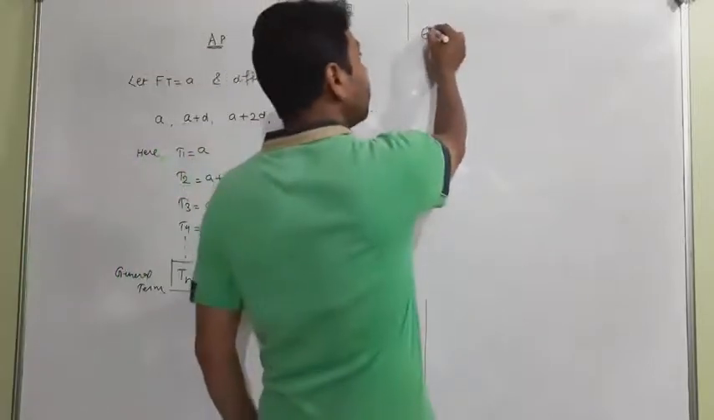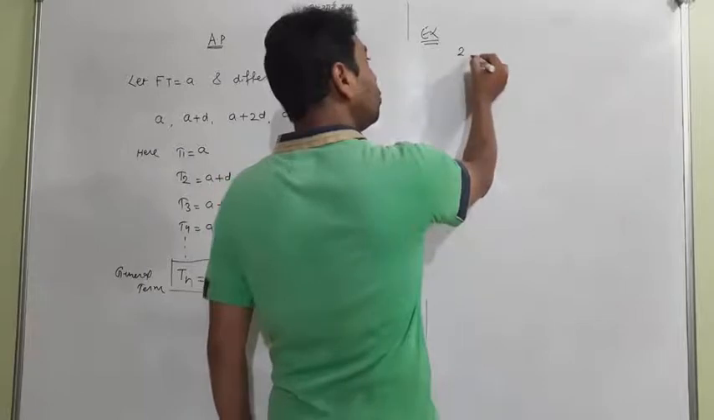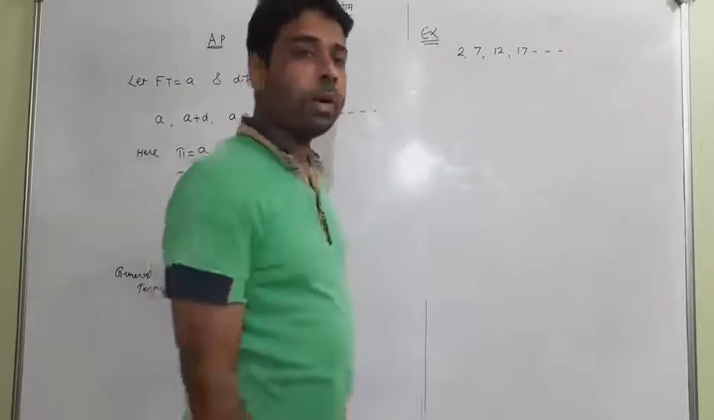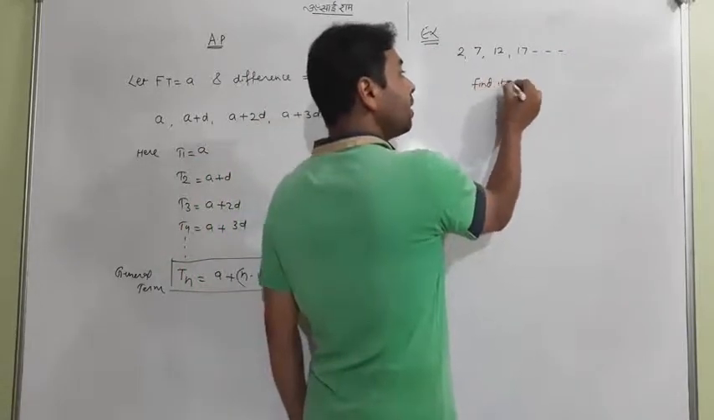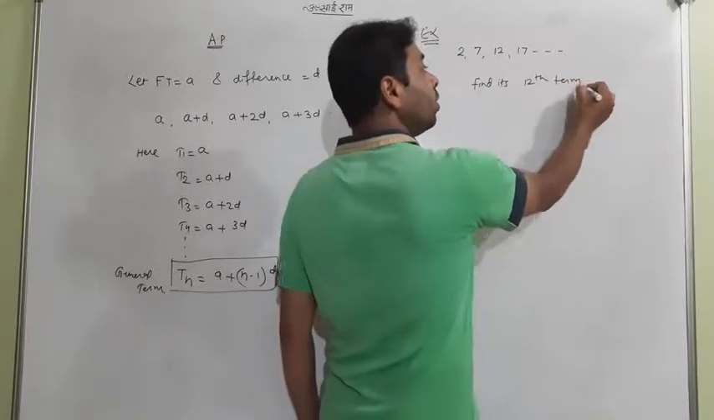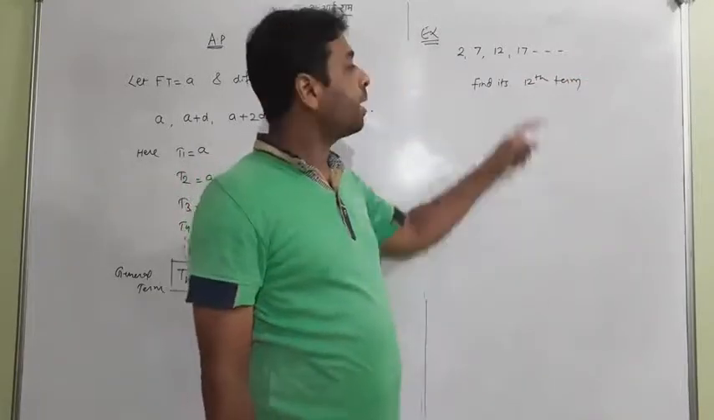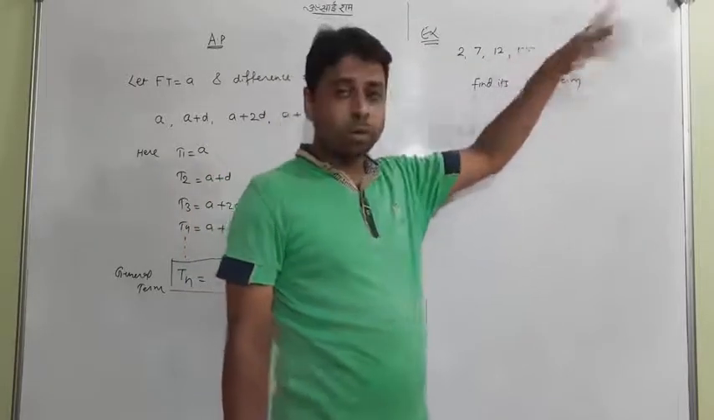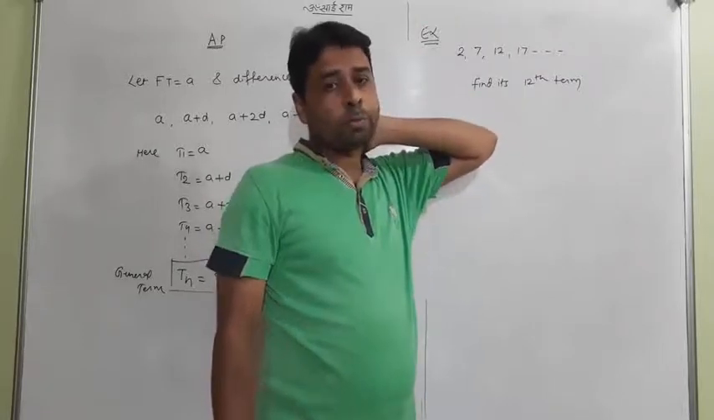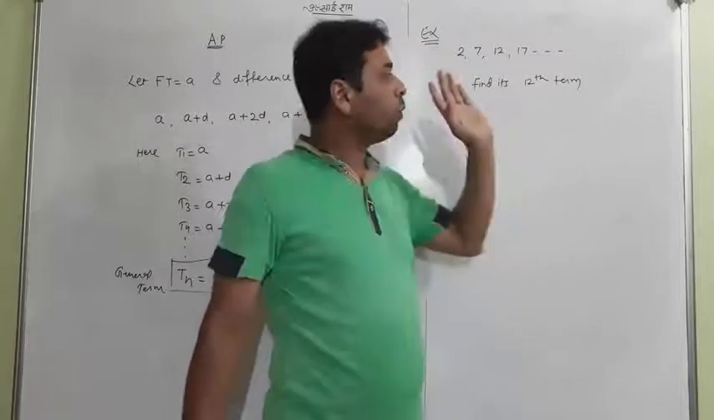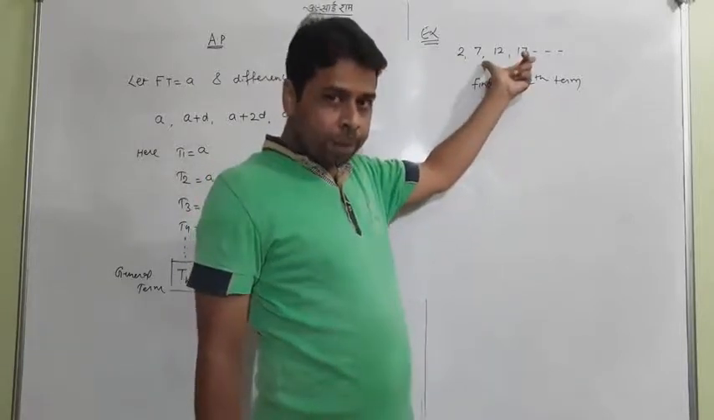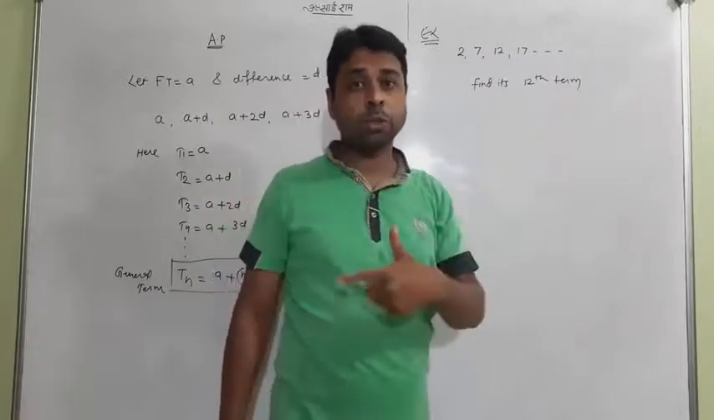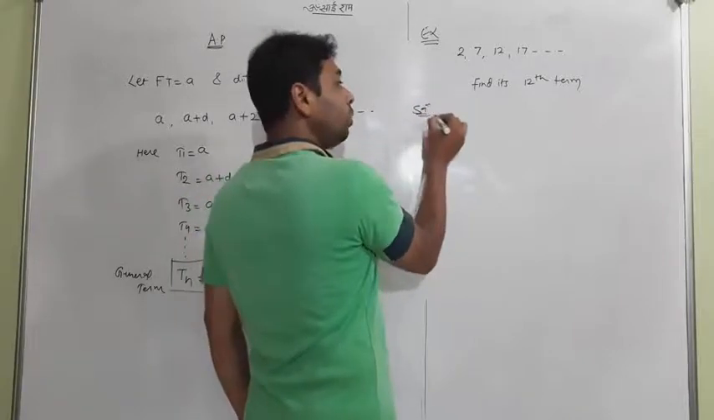Suppose I take an example: 2, then 7, then 12, then 17. If I ask you to find its 12th term, one could simply count by adding 5: 7, 12, 17, 22, and so on till the 12th term. But we don't have to use this method; we'll follow the formula. For any AP, at any instant, if you want to find the value of any term, you can use this formula.